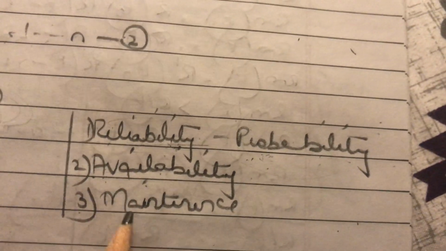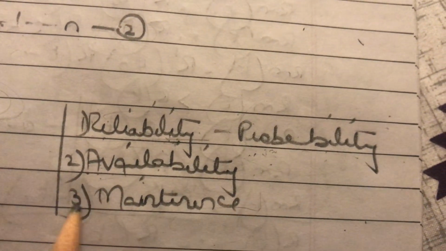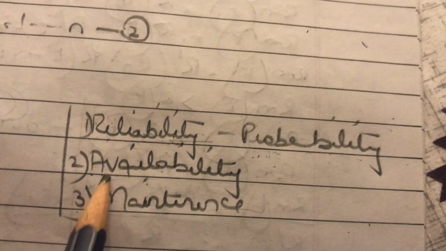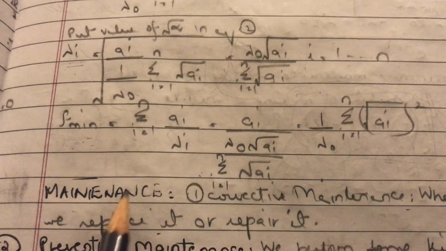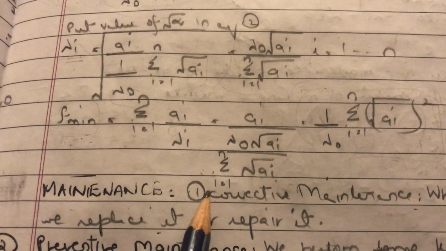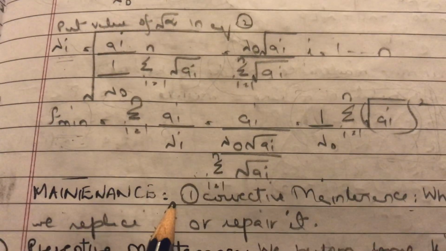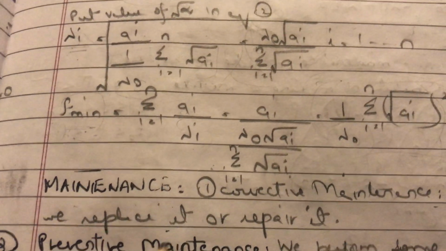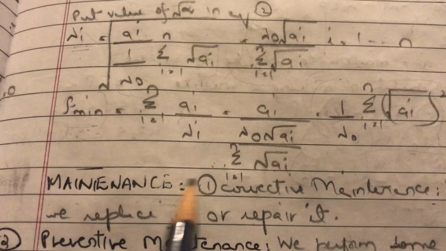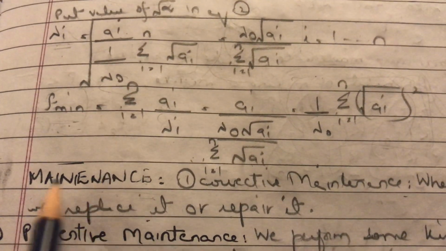So in this video today we are going to talk about maintenance, that is, what the maintenance of a component of a system is. Maintenance can be expressed in four ways. There can be four ways for a system to be maintained. What are those four ways? We have four types of maintenance.